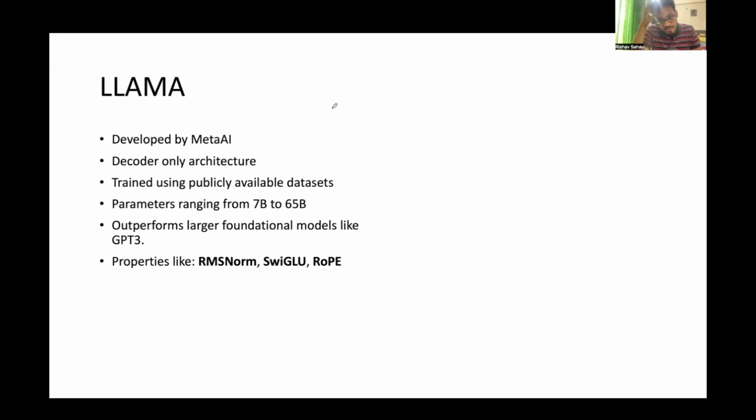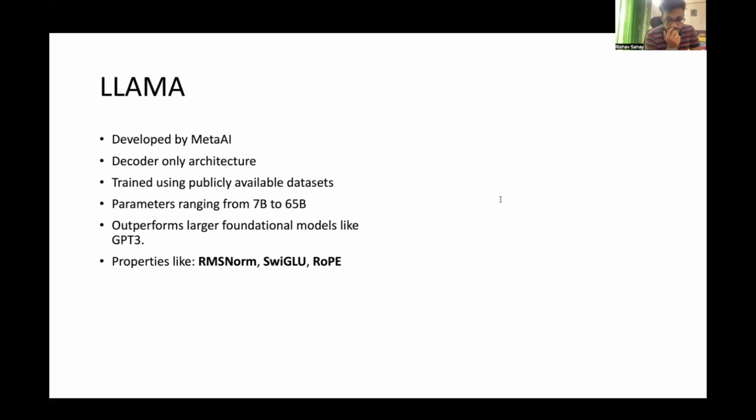Llama is trained using publicly available data sets, ensuring a broad foundation of knowledge and applicability across diverse domains. This approach facilitates transparency and accessibility in AI research and development. Llama scales its parameters from 7 billion to 65 billion, offering flexibility in model sizes depending on the complexity of the task. This scalability enhances its capability to handle varied levels of computational demand and task complexity.